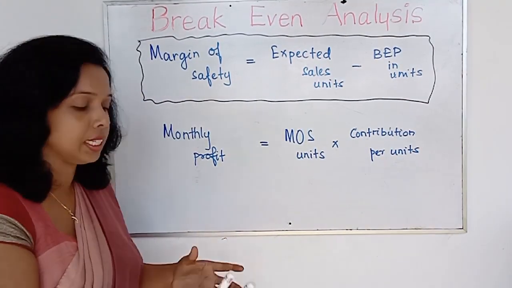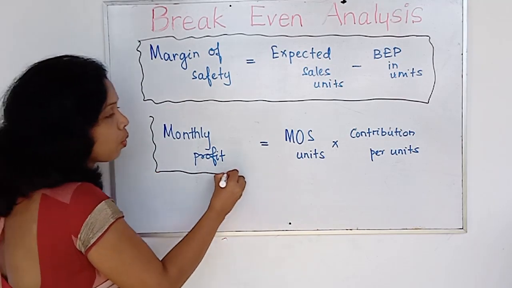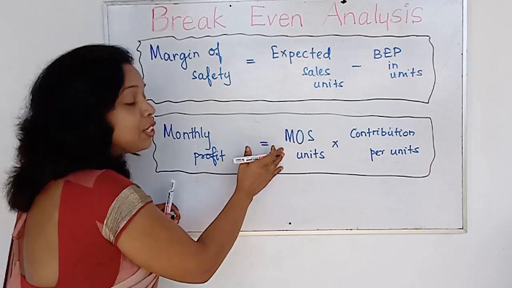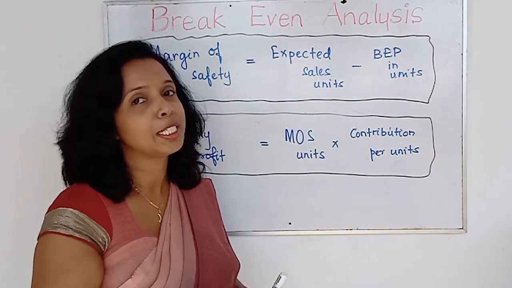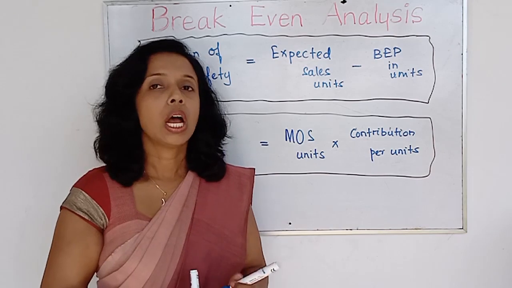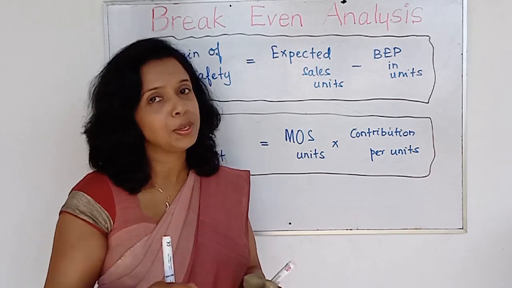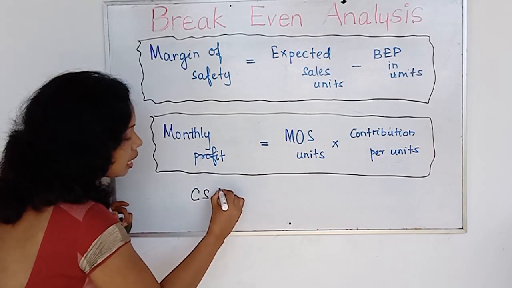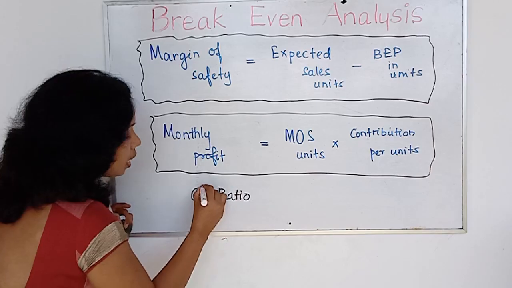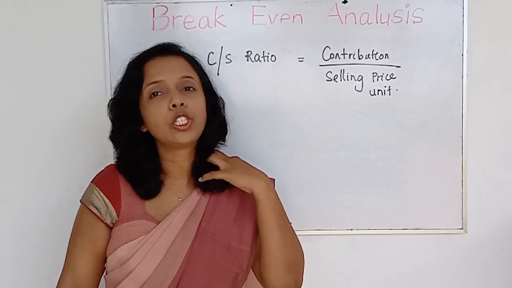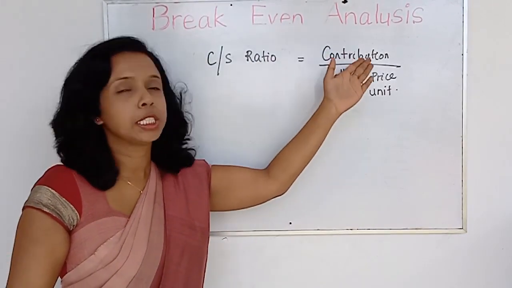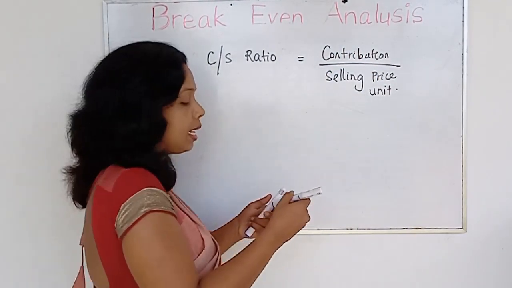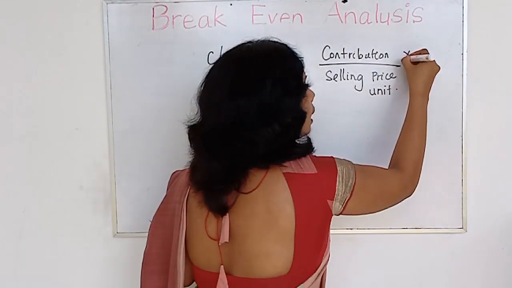Okay, so the monthly profit, this is the third formula you want to know in the break-even analysis. Monthly profit, how can you calculate? Margin of safety units, you multiply by contribution per unit. Now, I want to introduce another new term in cost accounting, that is the CS ratio, right? So what is the CS ratio? I repeat, contribution per unit divided by selling price per unit, and if you need the percentage, we multiply it by 100.